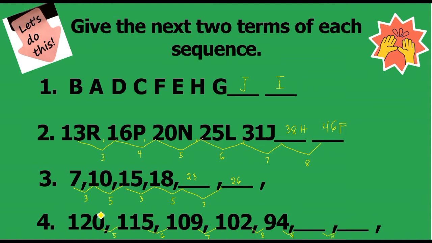So, magbabawas lang tayo. 120 minus 5 is 115. So, therefore, 94 minus 9, that is 83. Okay? And 83 minus 10, that is 73. Okay? So, that is how we can get the next two terms of each sequence.